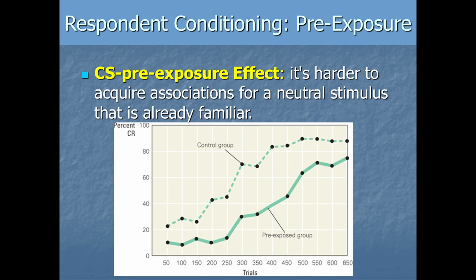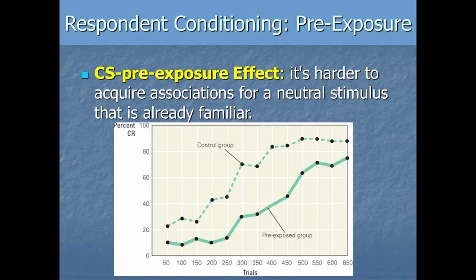You can see for the control group, the dotted line here, they had never been exposed to the CS previously. It was a brand new stimulus to them, and this is how long it took to reach asymptote for this particular species and this particular learning. There's around 400 trials or so on this data.